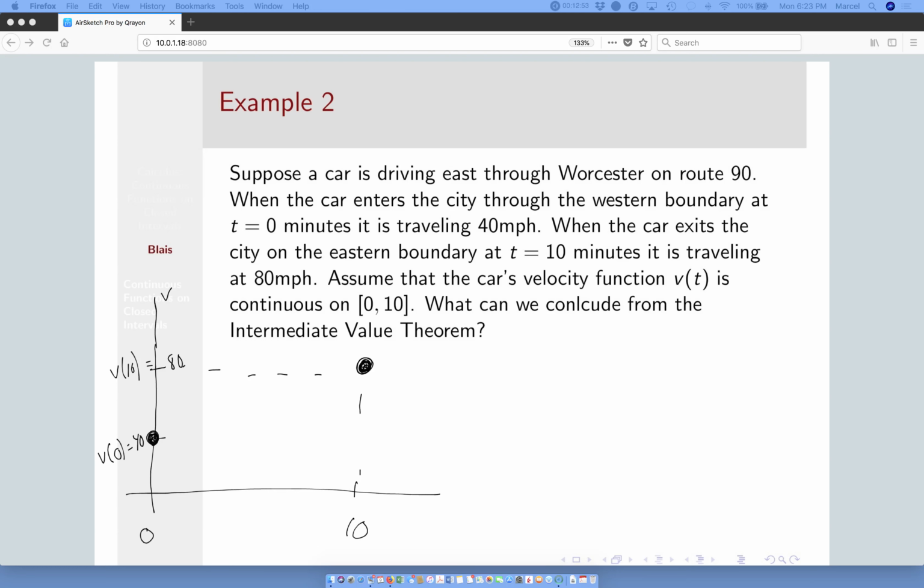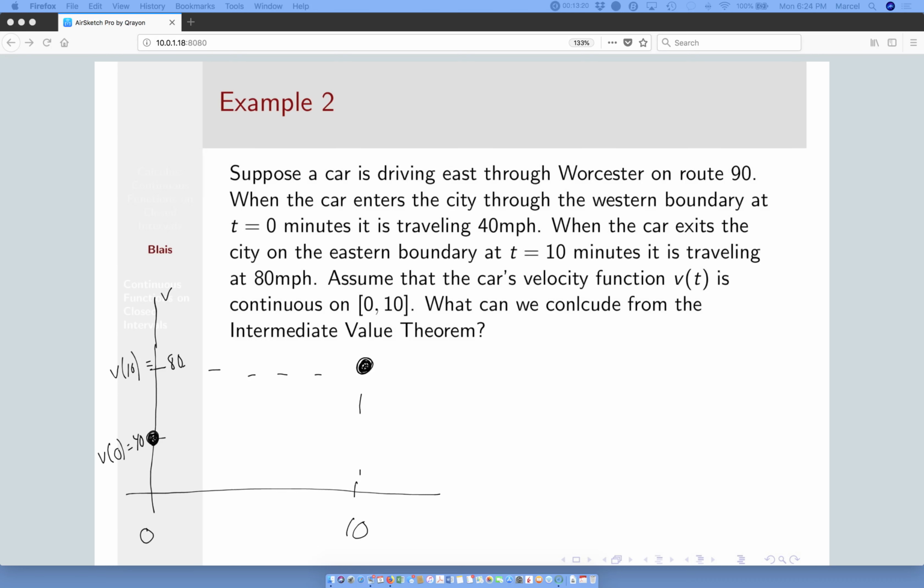Now we'll make the assumption that the car's velocity function is continuous on [0, 10], in that 10-minute interval, which is a pretty reasonable assumption. We shouldn't have a vertical asymptote, otherwise your velocity would be asymptotically approaching infinity. We wouldn't have a hole because you wouldn't have an instant where your velocity would just instantly change and then come back.